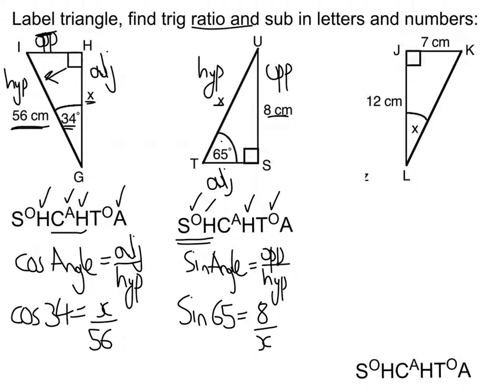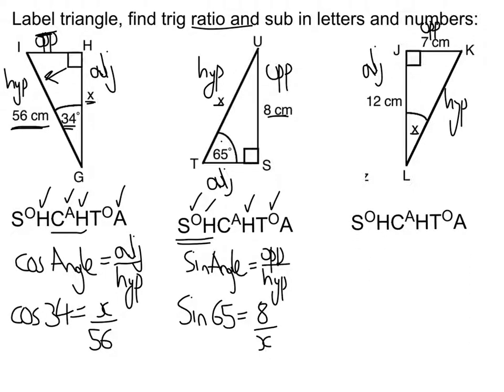Last example. Firstly, let's label the sides. Here's my angle, so this is opposite. This is the longest side, so that's my hypotenuse, and the remaining side is my adjacent. Let's write down SOHCAHTOA, start ticking what I know. I know about the opposite, that's 7, so I tick the O's.